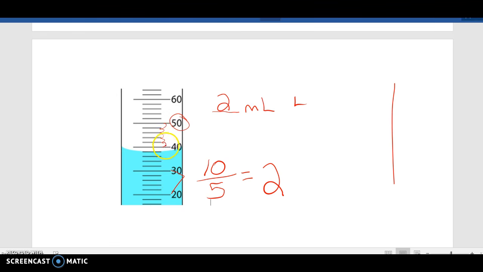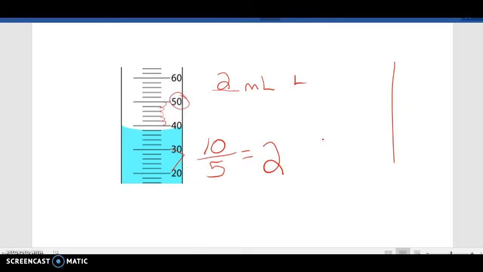So let's see if that works out. 40, 42, 44, 46, 48, 50. So here we have a graduated cylinder whose scale is 2. And I think you can see how important that is, because if we just assume it's always counting by ones, we'll never be able to read it correctly.